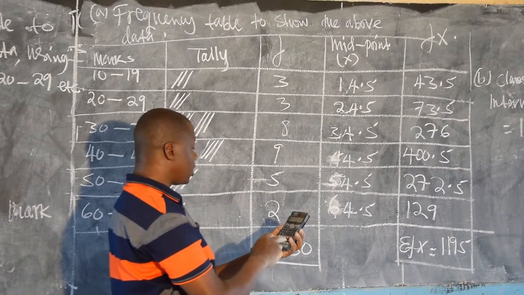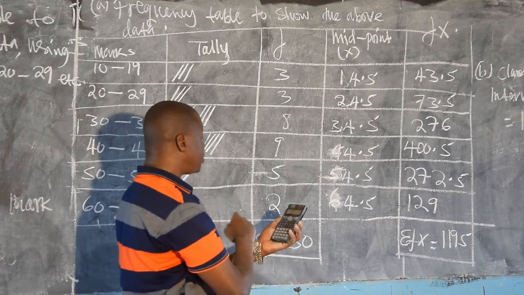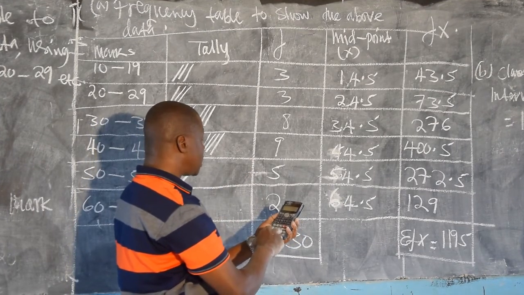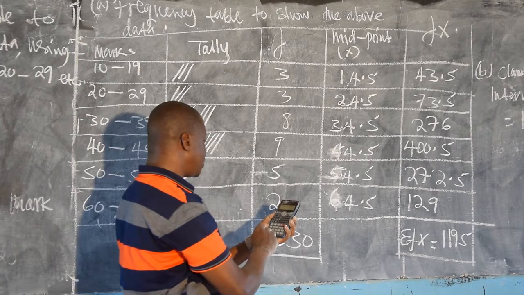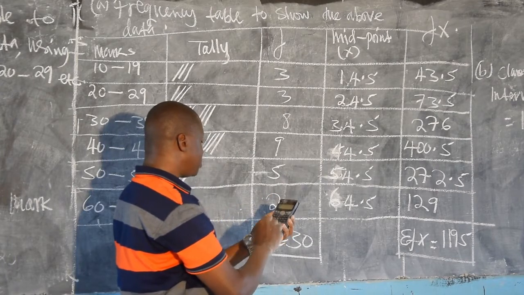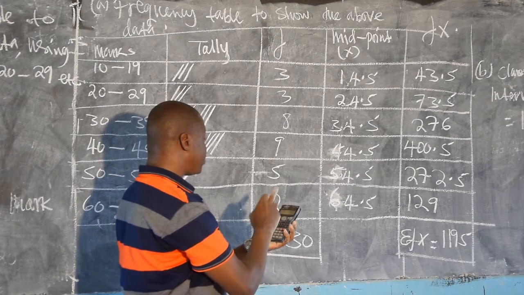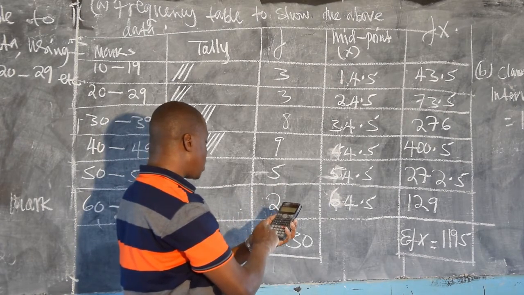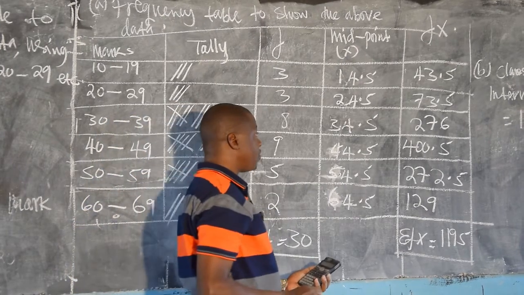43.5 plus 73.5 plus 276 plus 400.5 plus 272.5 plus 129. It gives the same value.